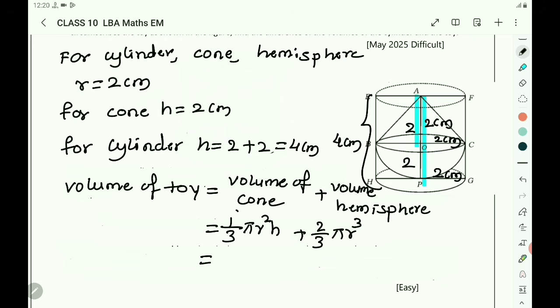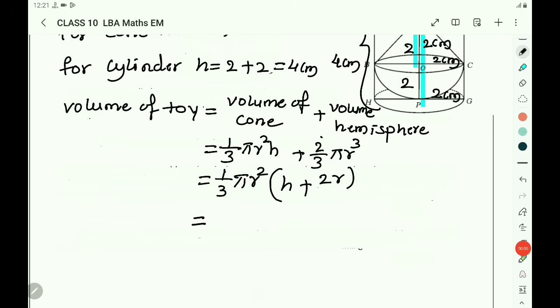Then you remove common. 1 by 3 can be removed common. 1 by 3 and pi is there. Pi you remove common. Here r square is there. Here r cube is there. R square can be removed as a common. Equals, here what is remaining? H. Plus here 1 by 3 is outside. 2 is remaining. 2r. H plus 2r. Then 1 by 3.